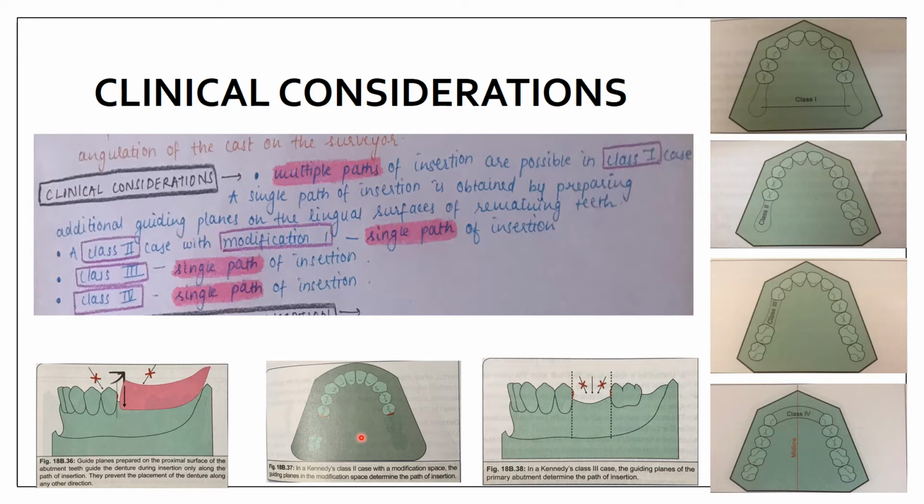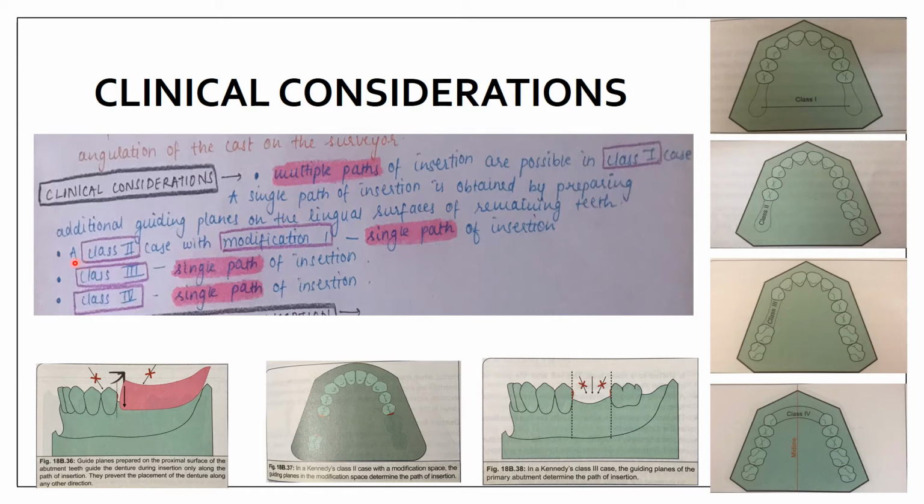So what are guiding planes? Guiding planes are two or more vertically parallel surfaces of the abutment teeth so oriented as to direct the path of placement and removal of the removable partial denture. Basically they are two or more vertically parallel surfaces of the abutment teeth which are created on the proximal surfaces. The red ones are the guiding planes. As we know, in class 1 there are multiple paths of insertion. By preparing these guiding planes on the proximal surfaces of the teeth, two parallel lines, we can have a single path of insertion for class 1 also.